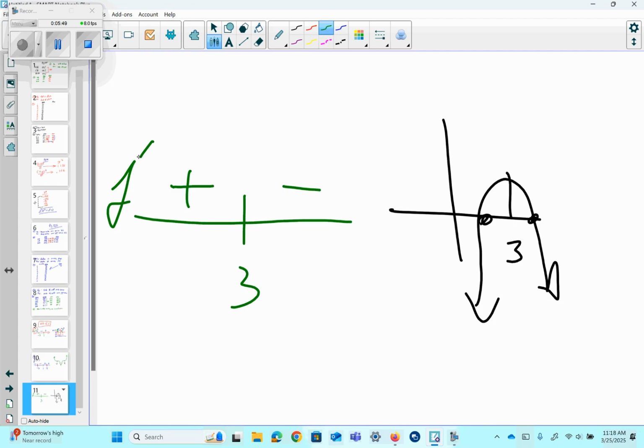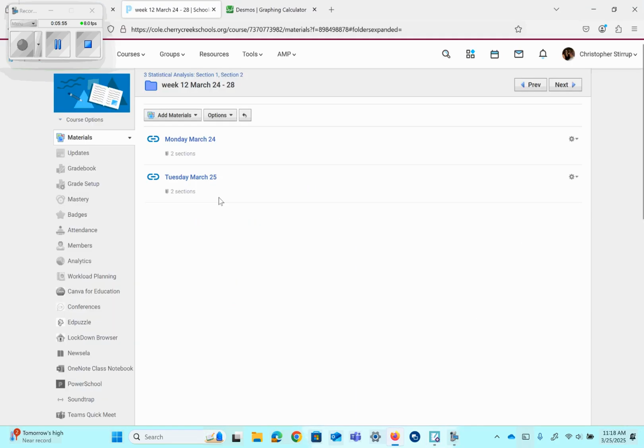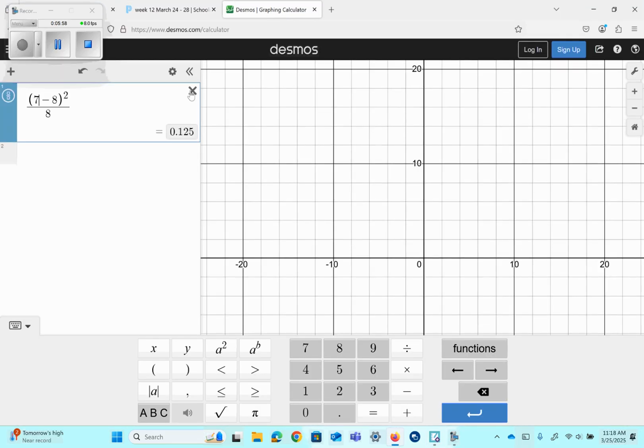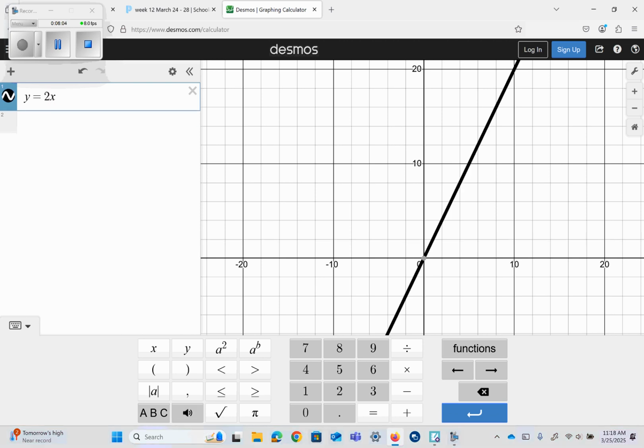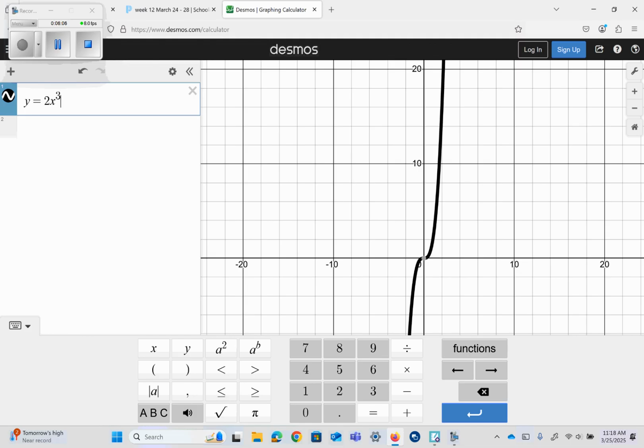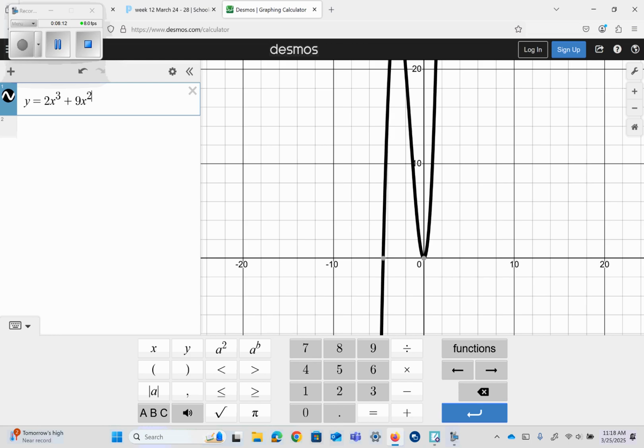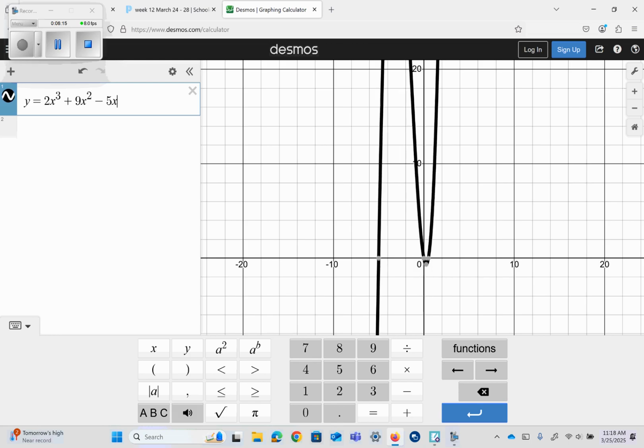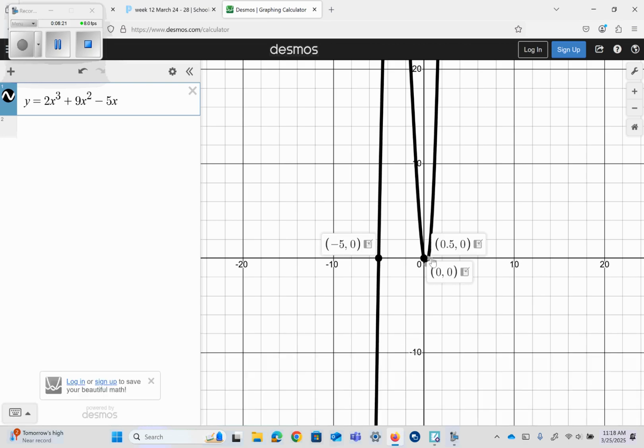And then number 4, we can go ahead and find the roots. I would just jump onto Desmos to verify what they're going to do. So we got y equals 2x raised to the 3rd power plus 9x raised to the 2nd minus 5x. And we want to do the roots. So the roots of this are where it crosses the x-axis. So our roots are at -5, 1/2, which is the same thing as 0.5, and at 0.